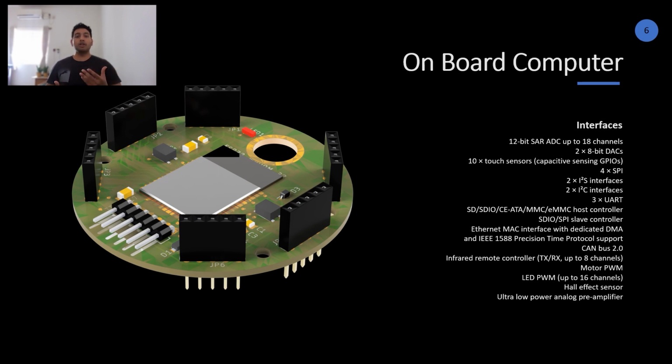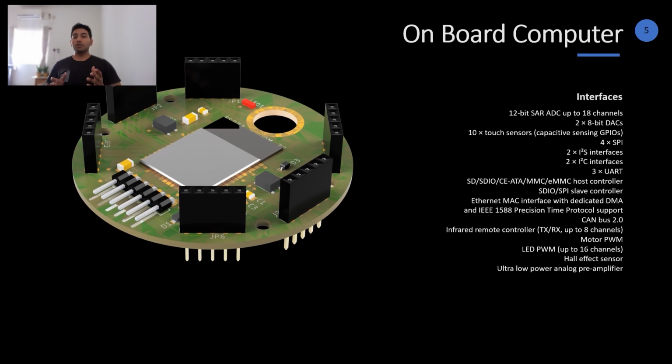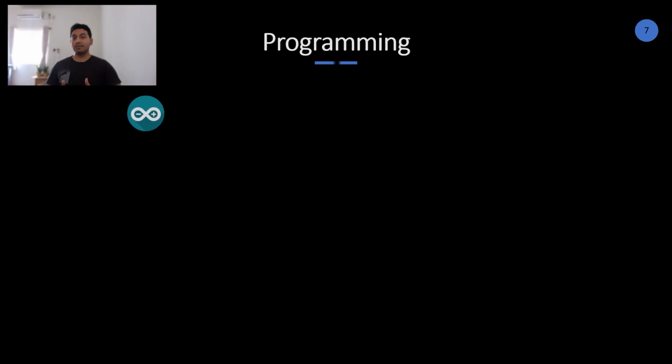You have digital to analog converters, and analog to digital converters, 12 channels of them. You have touchscreen sensor pins, four SPI interfaces, I2C interfaces, UARTs, and CAN bus 2.0. You also have infrared remote controllers, memory interface pins, Hall effect sensors and temperature sensors built in, and analog preamplifiers. So for any sensor that you want to connect, we are sure you'll have enough support on this microcontroller for that sensor.